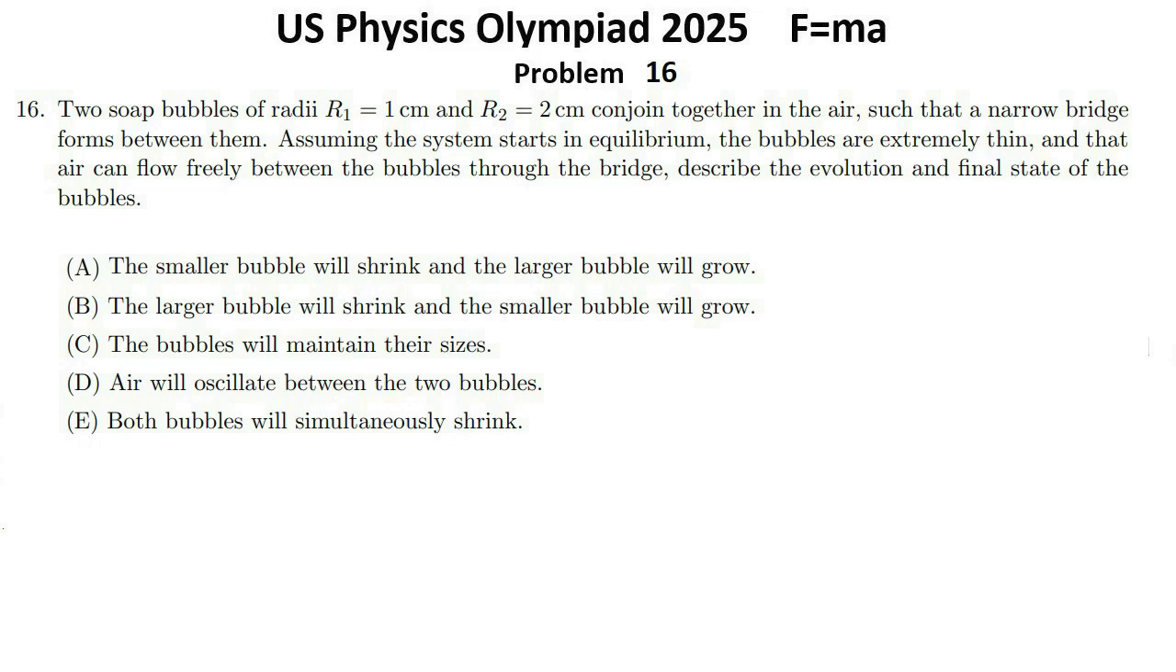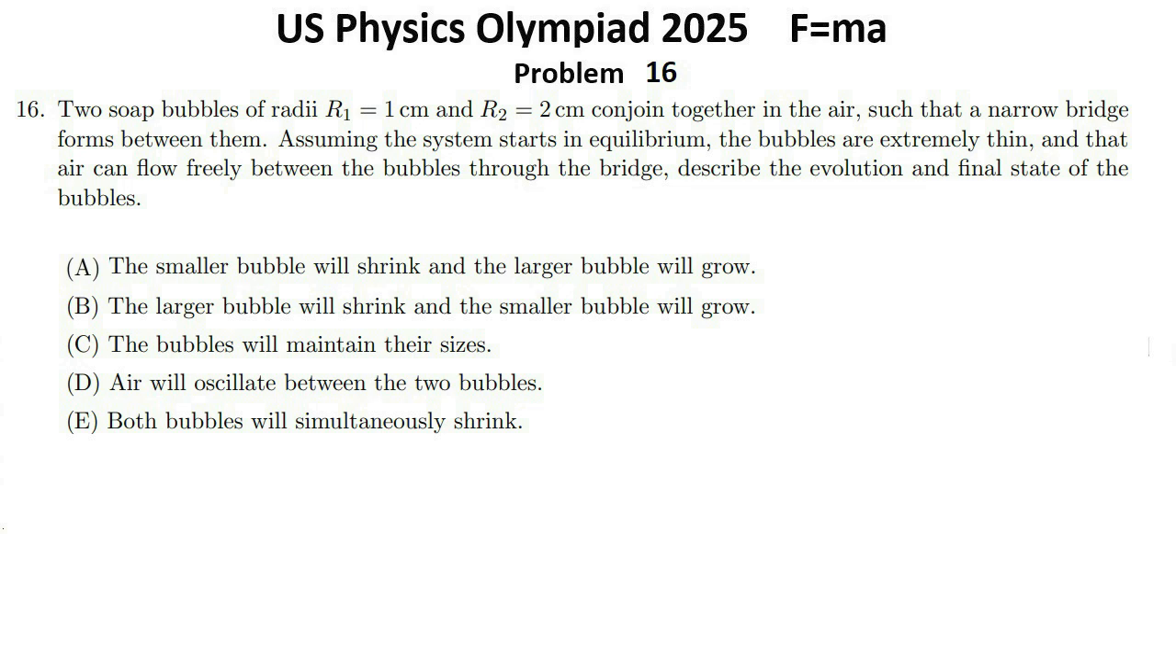Problem number 16. Two soap bubbles of radii r1 equals 1 centimeter and r2 equals 2 centimeters are conjoined together in the air, such that a narrow bridge forms between them. Assuming the system starts in equilibrium, the bubbles are extremely thin, and that air can flow freely between the bubbles through the bridge. Describe the evolution and final state of the bubbles.